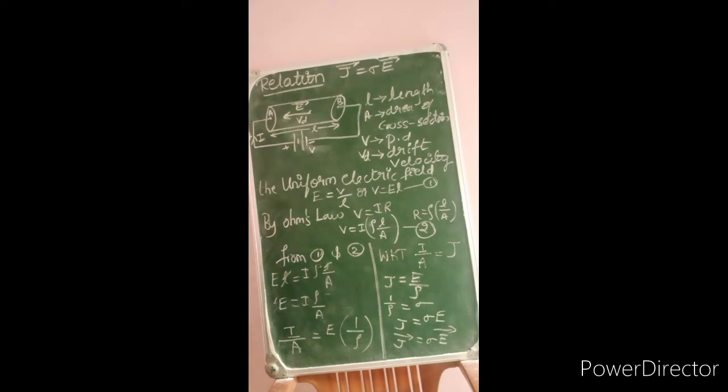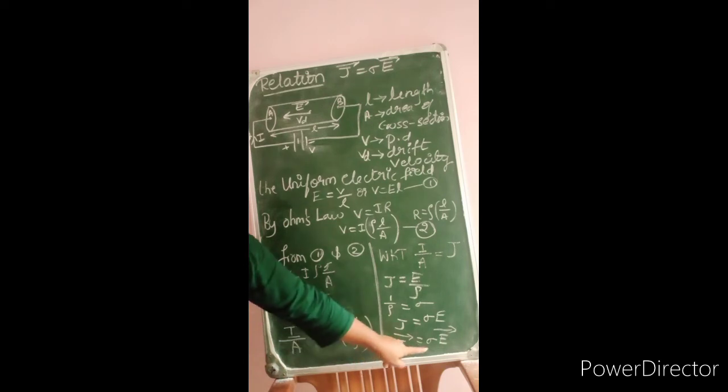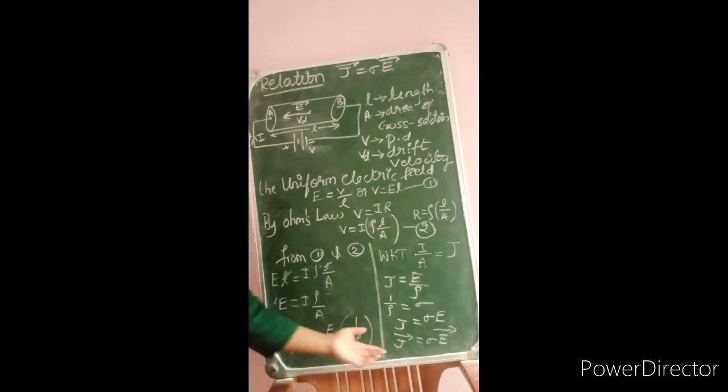This is the vector form of Ohm's law, where J is the current density, sigma is the electrical conductivity, and E is the electric field. So you have studied about Ohm's law, its limitations, and on what factors Ohm's law depends. There are 2 types of devices: one is ohmic device, another one is non-ohmic device.